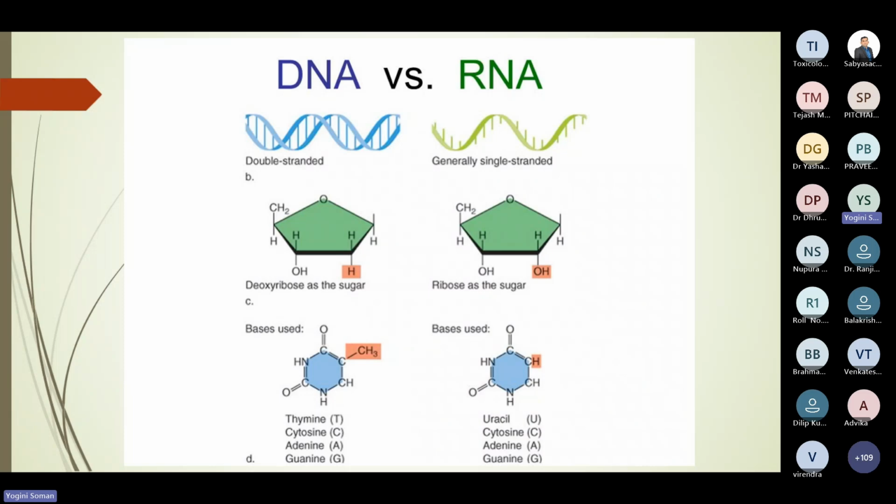Now there are two major concepts: what is DNA and what is RNA. In simple language, DNA is double stranded and RNA is single stranded. DNA contains deoxyribose as the sugar, that is H, and RNA has ribose sugar, which is OH. There is a slight difference in the bases used. In DNA, there is thymine, cytosine, adenine, and guanine. And in RNA, instead of thymine, there is uracil, that is U.